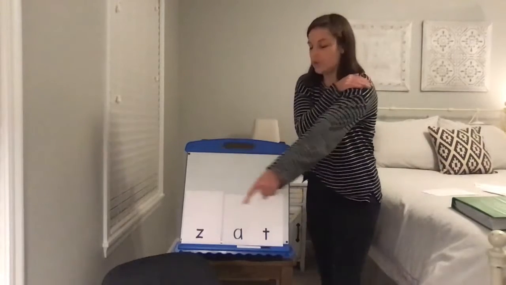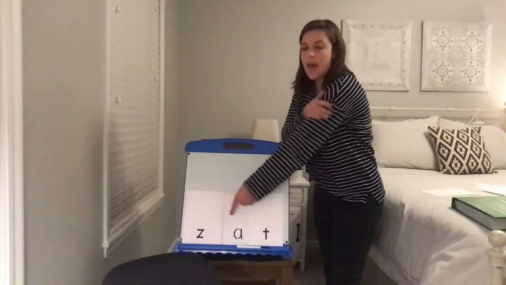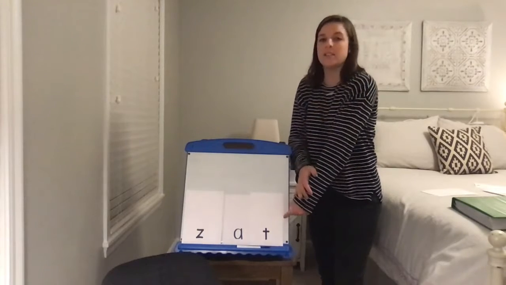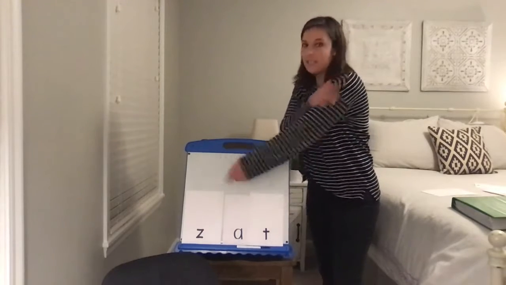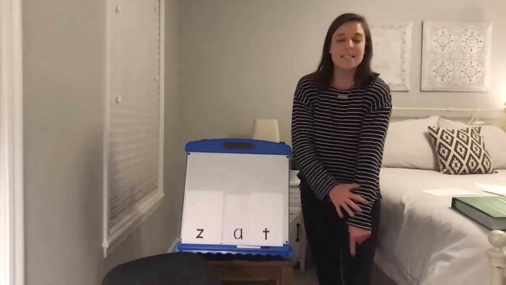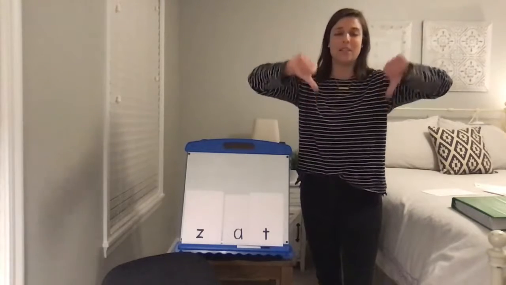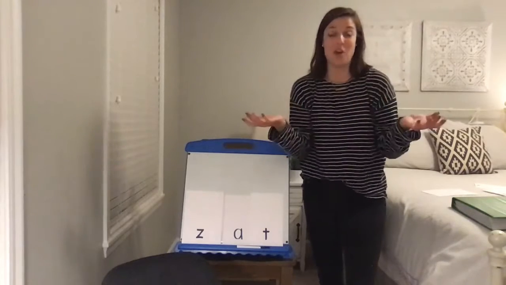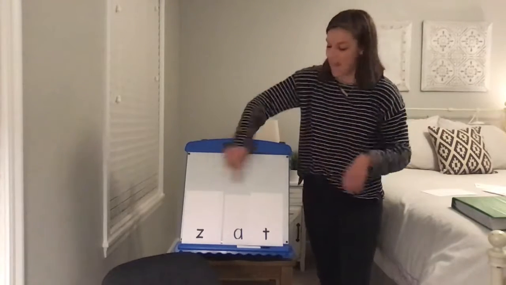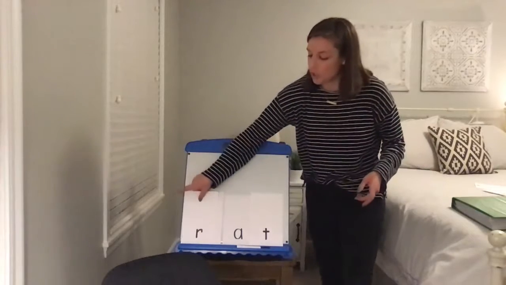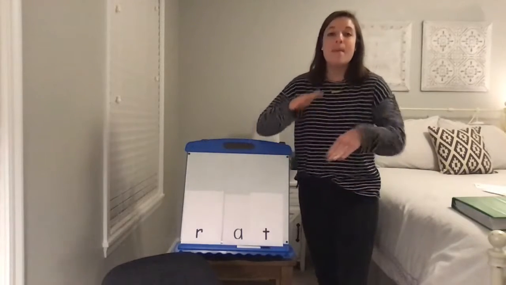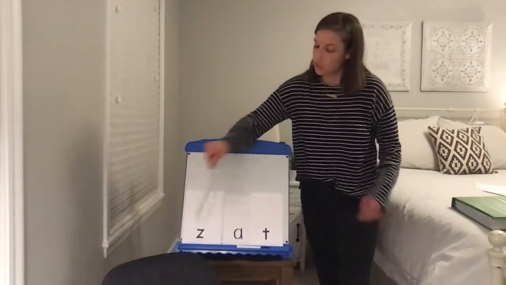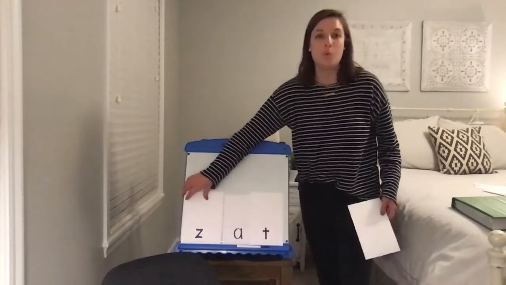Ready? Let's touch our shoulders and say this sound. Z, at. Z, at. Now let's say it a little faster. Z, at. Zat. Ooh, zat. Is that a real word or a nonsense word? A nonsense word. What is that? I don't know. It's a silly word. But zat and at had the same middle and ending. The only thing that we changed was the r to a z to make a new word.